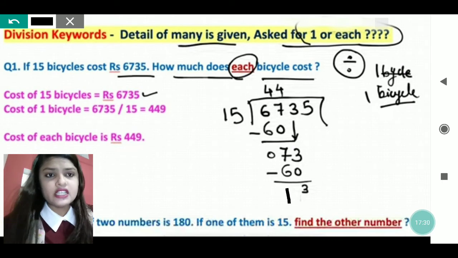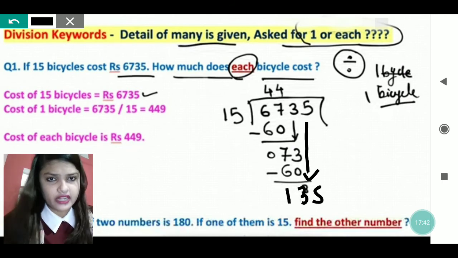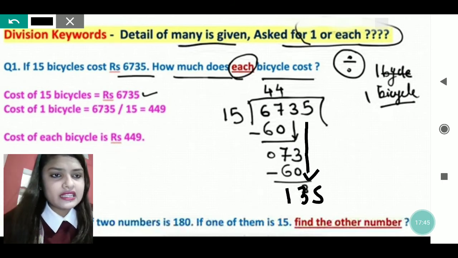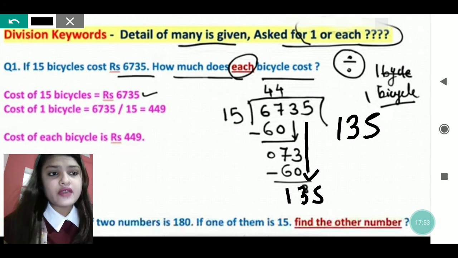So it is 13. Is 13 divisible by 15? No, it is not divisible, because again it is lesser than 15. So what will we do? We will see if any number is left. Yes, 5 is left. So 5 we will take down. So it will become 335. Let's see whether 335 is divisible by 15. We have to see whether this number is divisible or not.